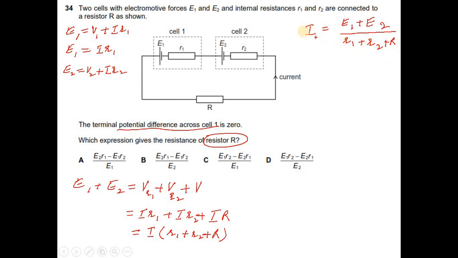And the easiest equation to replace I is this. I can replace I from this equation. So now E1 is equal to I, and I is E1 plus E2 divided by R1 R2 plus R into R1, which is this. This is R1.